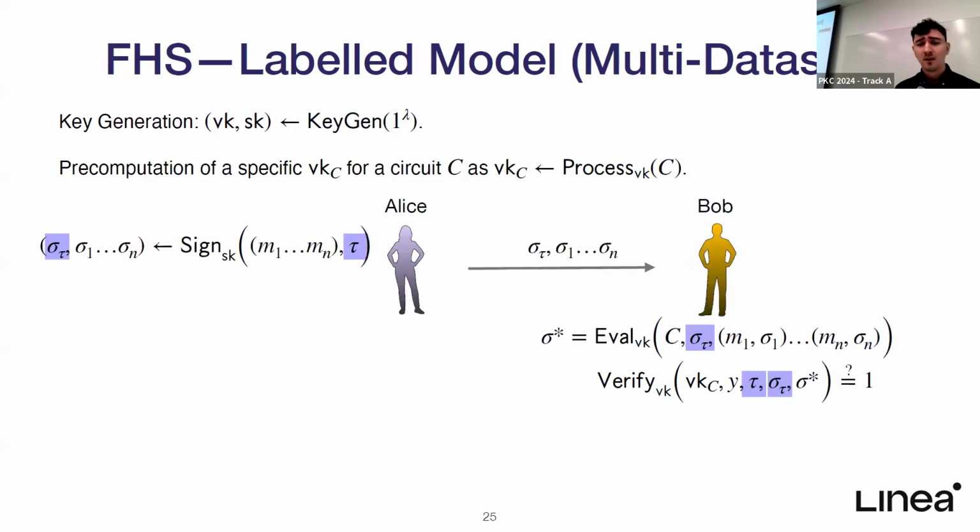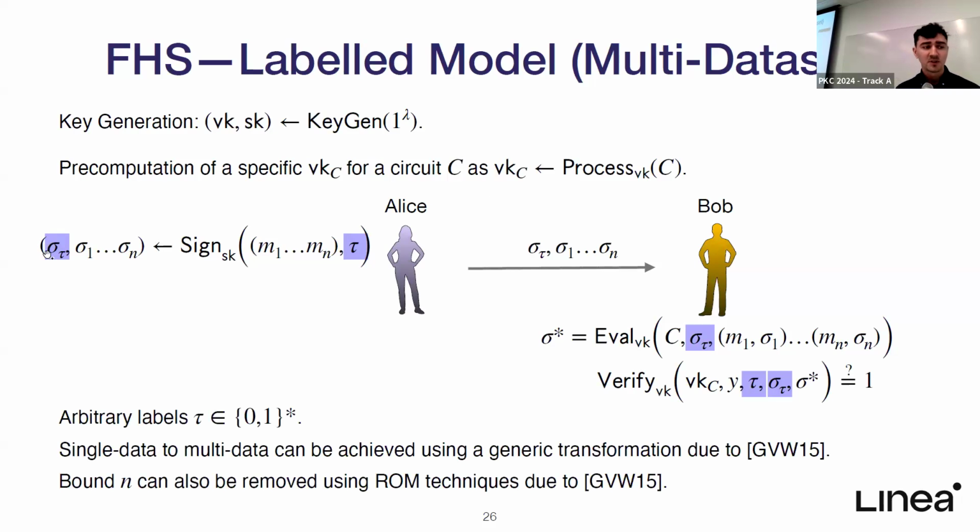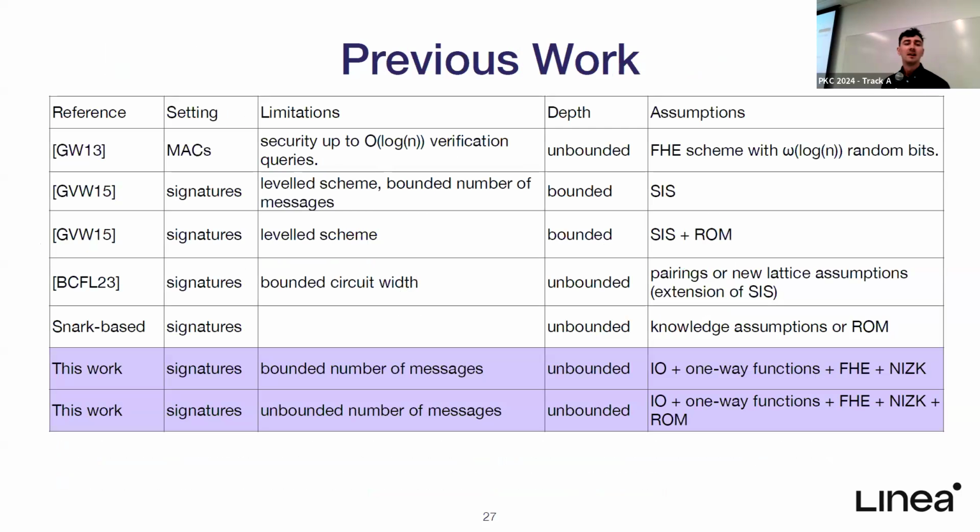What is done in the literature is to consider labeled versions here, where you can add arbitrary labels to the data sets that you sign. Basically, these labels are just arbitrary bit strings. We know how to remove that, but we need to use random oracle model techniques, and that adds an additional assumption. This is just a note. Maybe there is a way to not use random oracles here, but this is an open question.